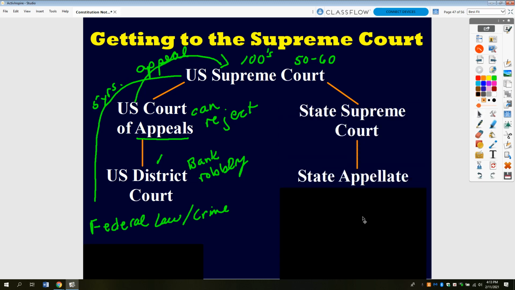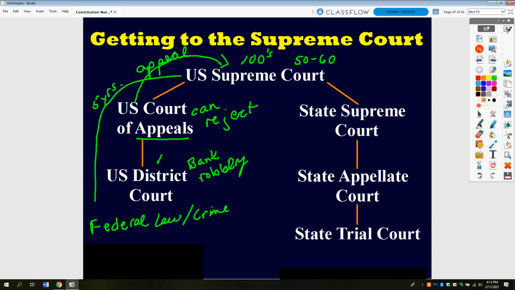Now, is that the only way to get there? And the answer is absolutely no. What if you commit a state crime? Let's say you rob 7-Eleven. Then you're going to go to what's called a state trial court. And if you feel like you weren't treated fairly there, you could always appeal to the state appellate court. And if you feel like you weren't treated fairly there, you could always appeal to the state Supreme Court. And if you feel like you weren't treated fairly there, you could always appeal to the U.S. Supreme Court.